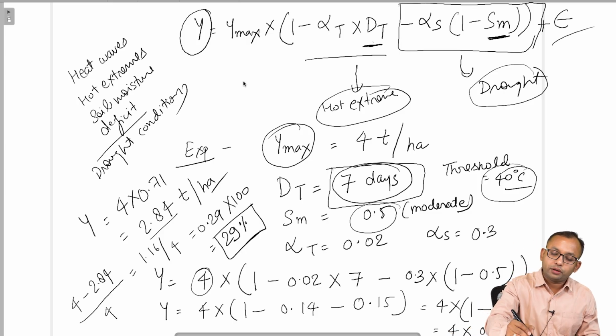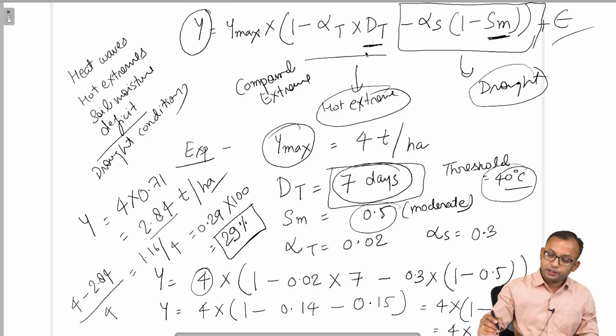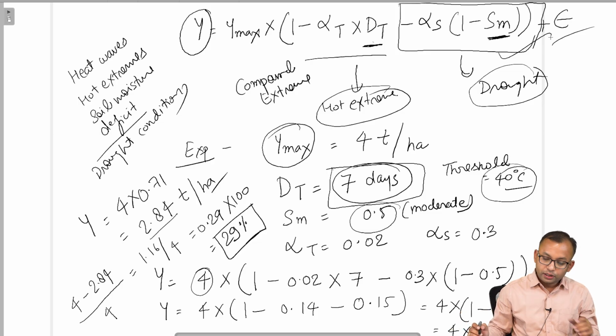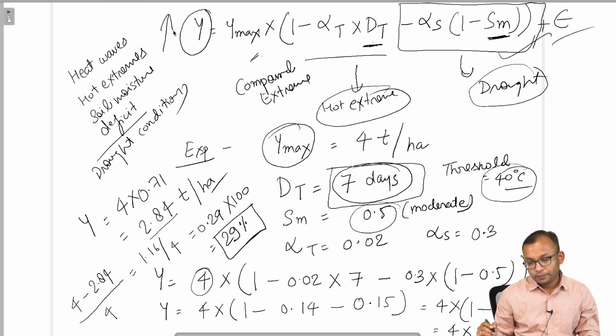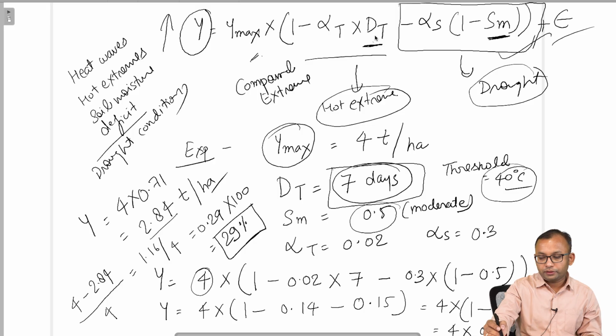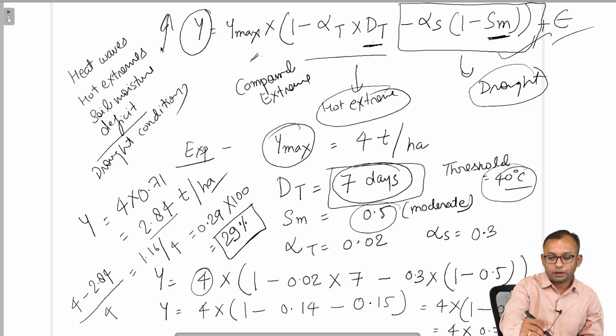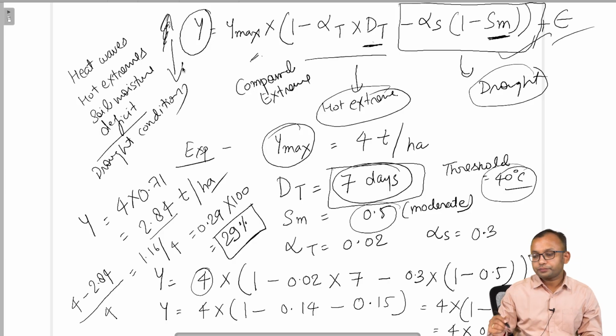If you are talking about compound extreme conditions where we have heat waves and we have the drought conditions as well. So as the number of days will increase, right, it will further increase the y value, because if you multiply it with more number of days, it will be a bigger number. It would have a lower value, right.